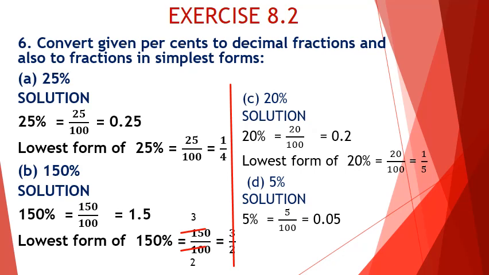Next is 5 percentage. So 5 percentage can be written as 5 upon 100. That means remove 2 digits from the rightmost side, then put the decimal point. Here we have only 1 digit. So before 5 you can put a 0, then put the decimal point. So we get 0.05. Lowest form is 1 upon 20.